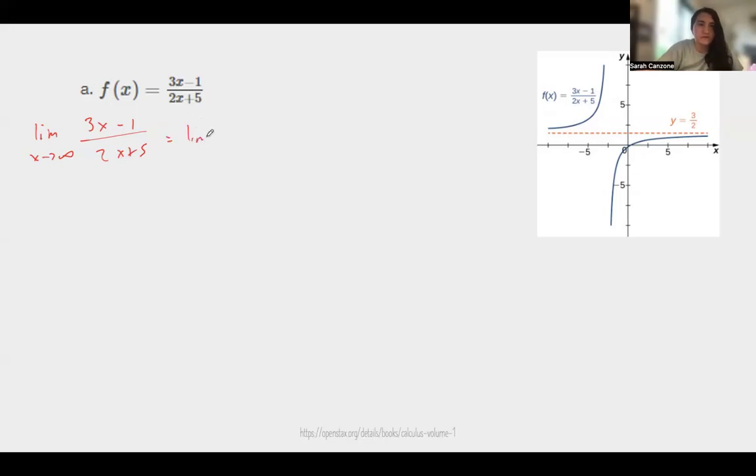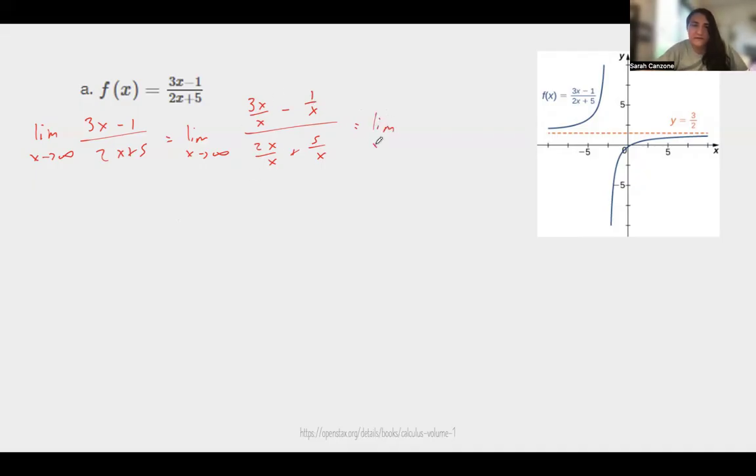And so this is equal to the limit as x approaches infinity. Then we're going to divide every term individually by that term, because what you do to one thing, you have to do to everything. So this is 3x over x minus 1 over x, over 2x over x plus 5 over x. Again, I'm dividing by that because that's the highest degree variable in our denominator. And then I'm going to simplify this.